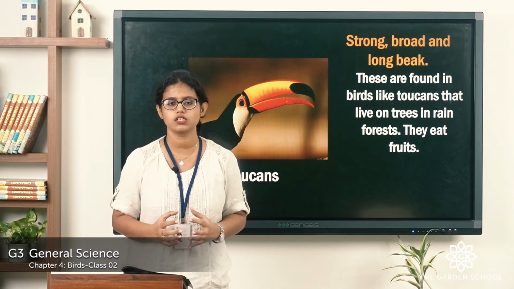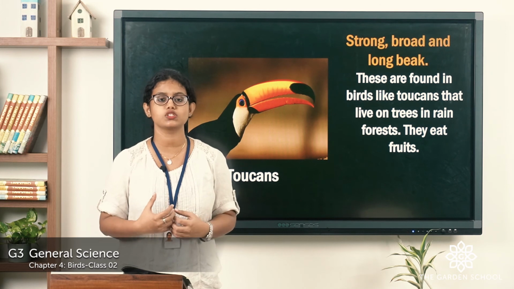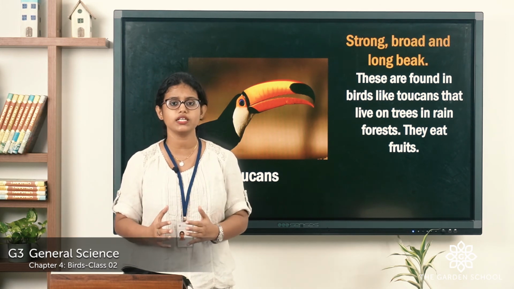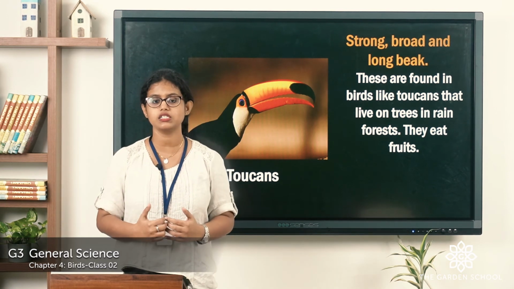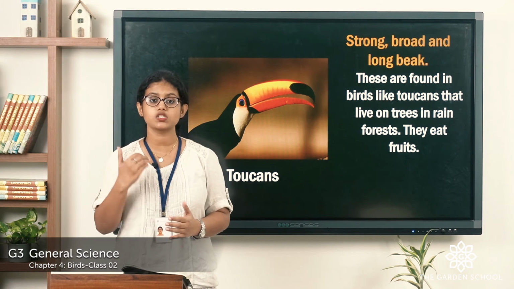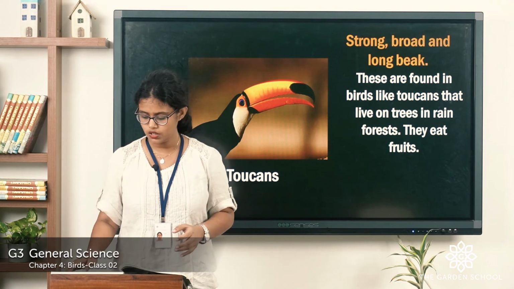So these are some of the different types of birds with different kinds of beaks. So do all birds have same type of beak? No. So different birds eat different types of food. And their beaks are also structured accordingly to the food they eat.